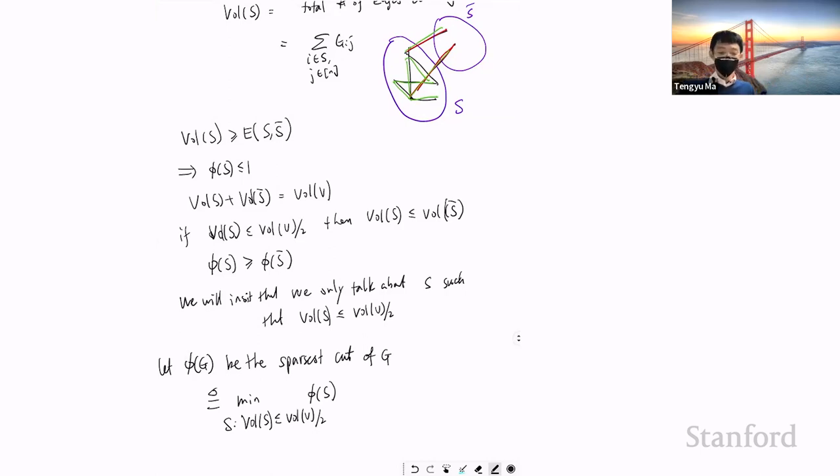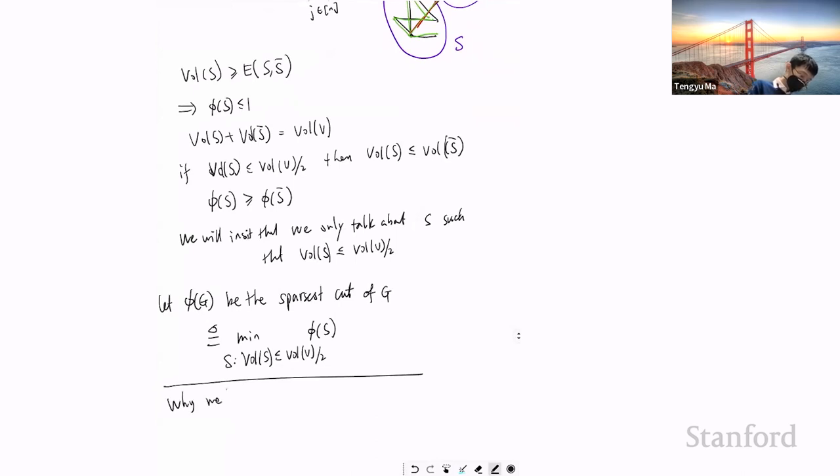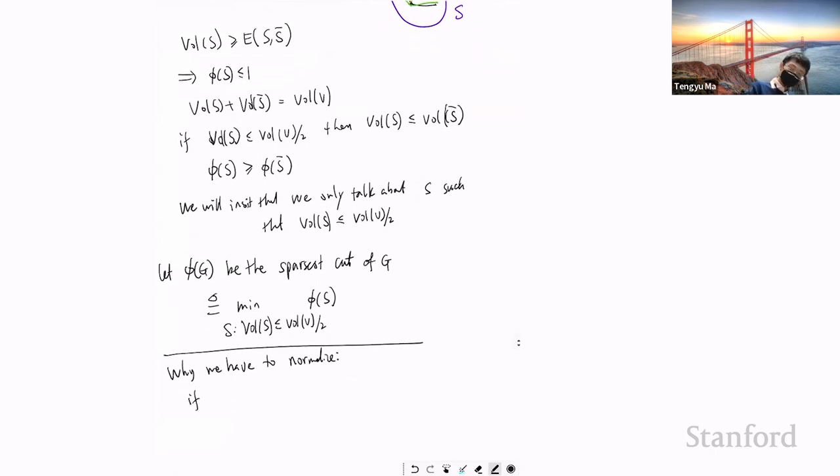Basically you just want to find a cut that has smallest conductance. Okay, now let's talk about normalization. So why do we have to normalize? I think the reason is that if you don't normalize and you just minimize E of S, S bar, it is typically minimized when S is small.